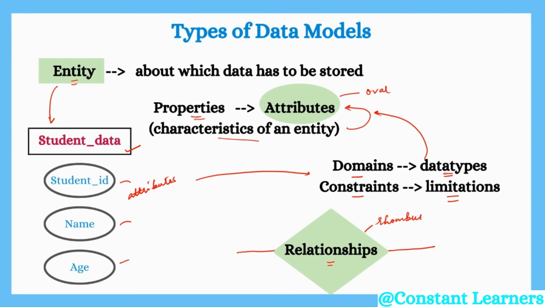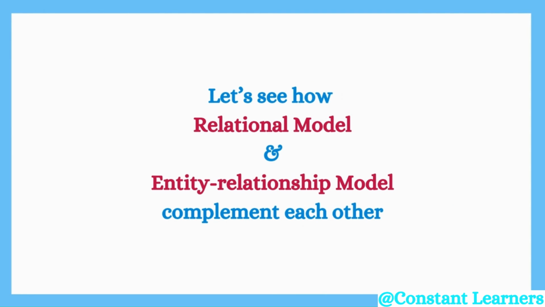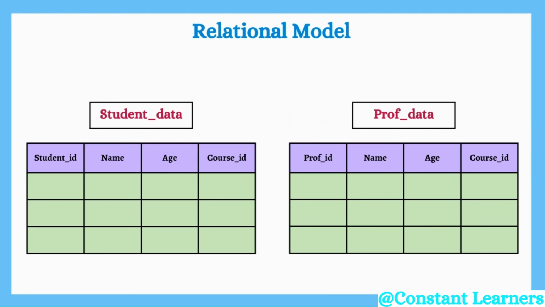Now let's quickly take an example of how the relational model and the entity relationship model complement each other. So we are going to take one example and we are going to draw both the models, the relational model as well as the entity relationship model, right? So here we have two entities. Entity one is student_data. Entity two is professor_data. That's prof_data, right?